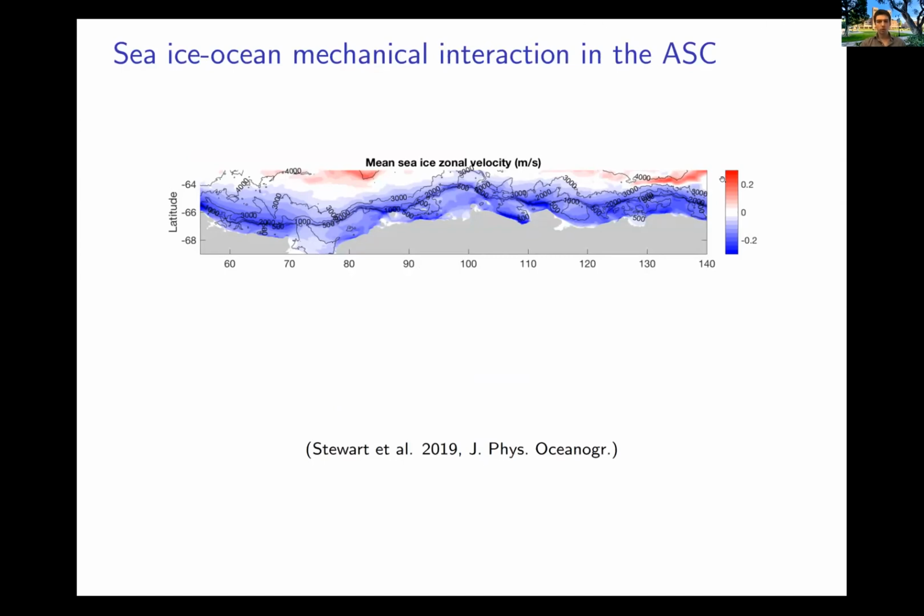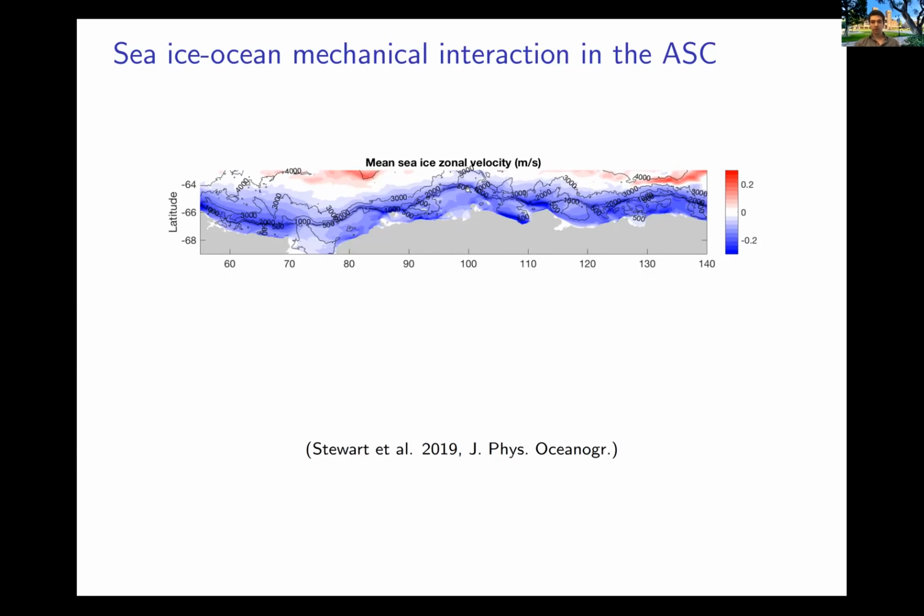So one finding is illustrated in the following sequence of images. I'm going to show you the flow in the sea ice and subsequently the ocean in a sector of the Antarctic coastline around East Antarctica. So this is longitude on the x-axis here. Here we're showing the time mean averaged over an entire year, sea ice zonal velocity. And what you can see is that these colors in blue correspond to westward drift of the sea ice.